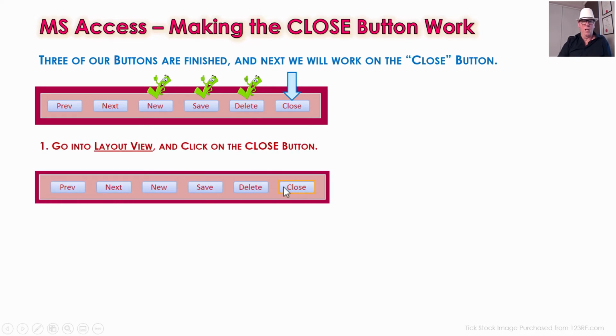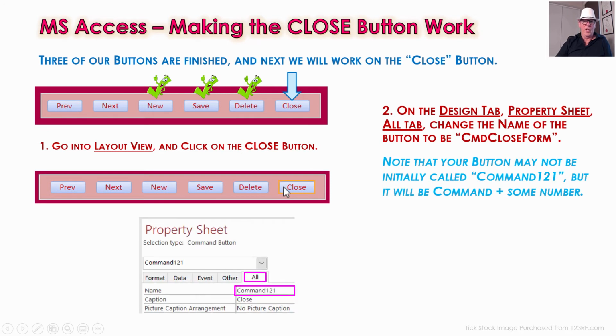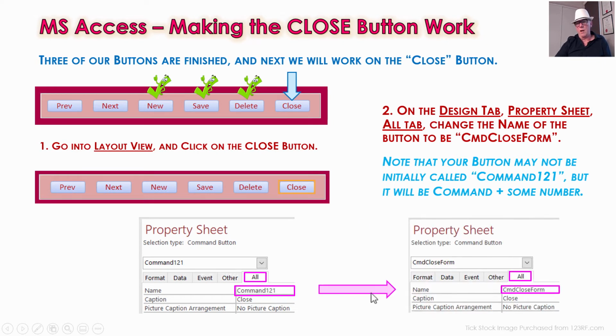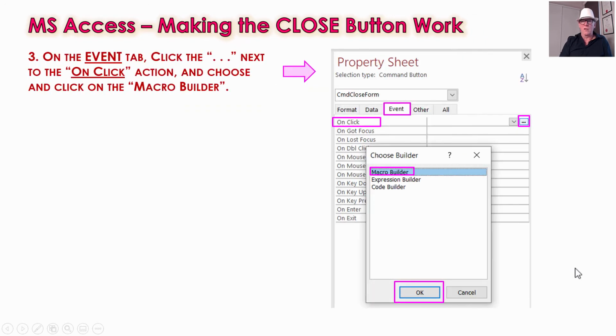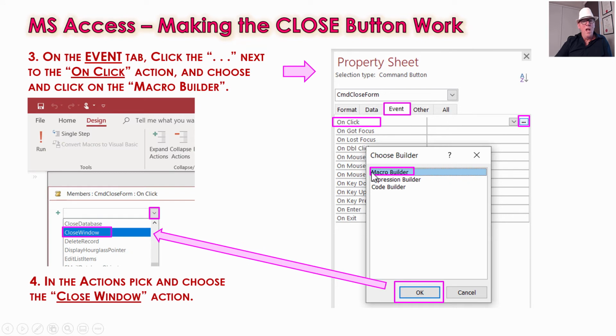So click on the close button, same old thing, go on its property sheet in the design tab, bring up the property sheet, go to the all tab, it's got that horrible name, Command 121 or whatever it is, change it to CMD close form, that's a much more sensible name. Then go to the event tab as usual, and we're going into the macro builder as usual. And when we use the down arrow in the macro builder, we're choosing the close window. We just want it to close up this form and not show it anymore. So that's the one we pick and click.